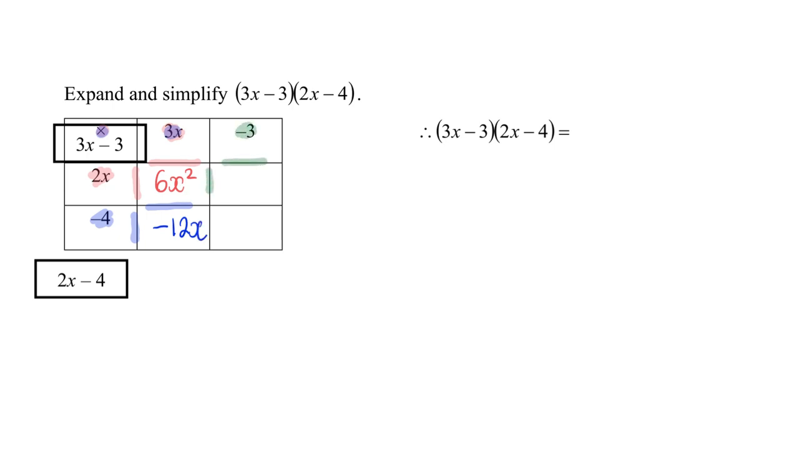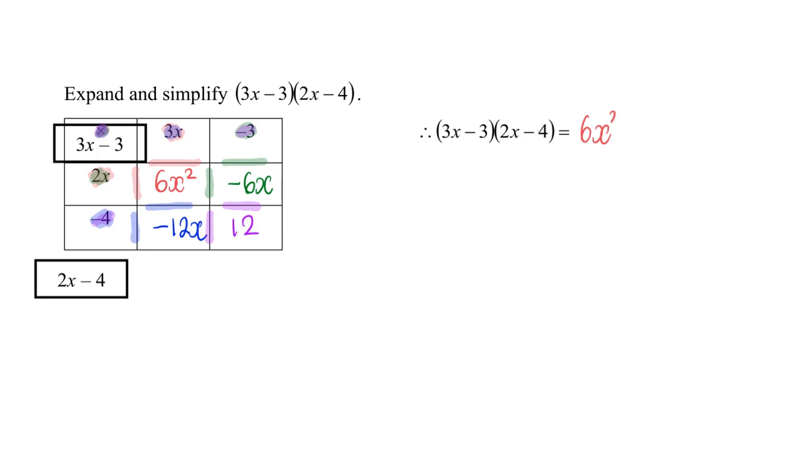Negative 3, positive 2x. This will give me negative 6x after I multiply the length and the breadth. Negative 3 times 2x. This is negative 3. This is negative 4. I just need to multiply them to give me positive 12. Negative 3 times negative 4 is positive 12.